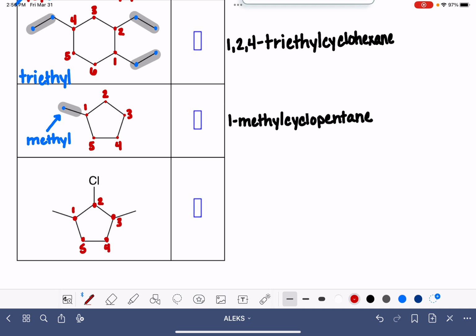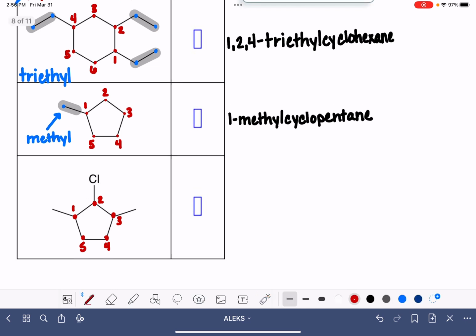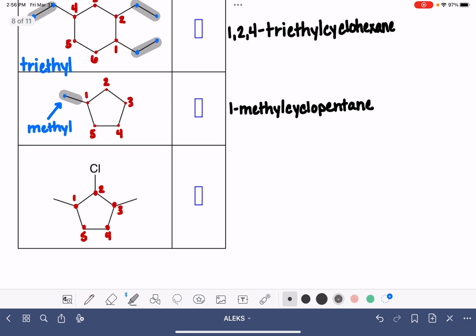Now, if you were saying, oh, what if I went 1, 2, 3? That's exactly the same. 1, 2, 3 left to right versus 1, 2, 3 right to left is going to give us the exact same name. We have 3 substituents on this molecule, 2 different types of substituents. We have a chlorine as a substituent. We call that a chloro.